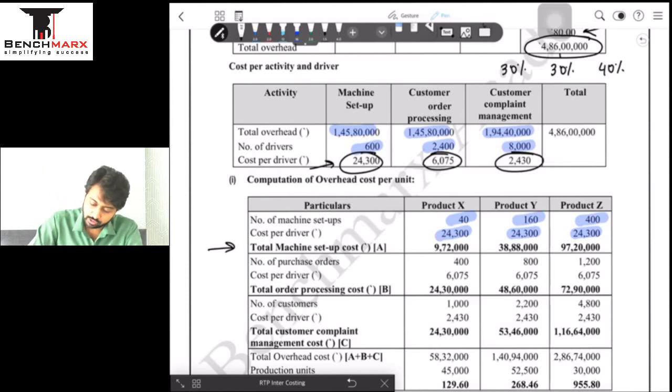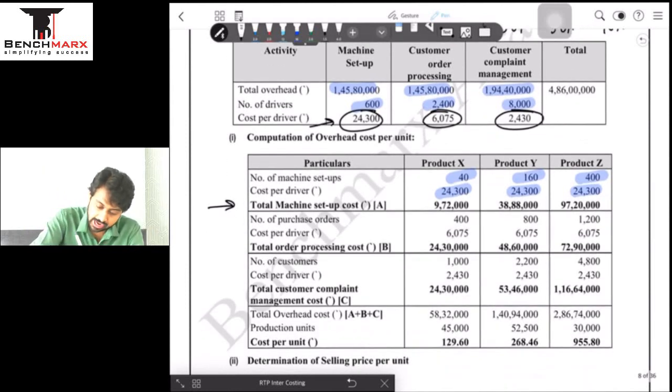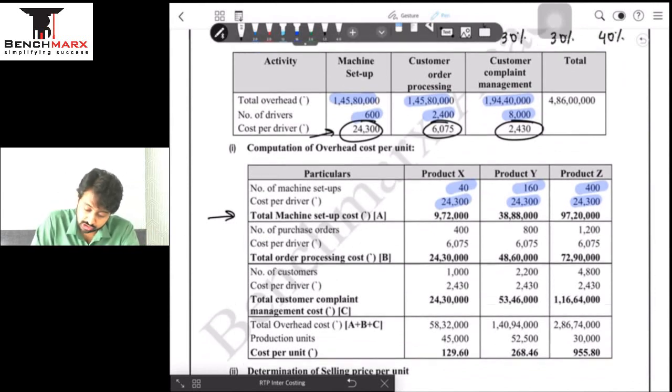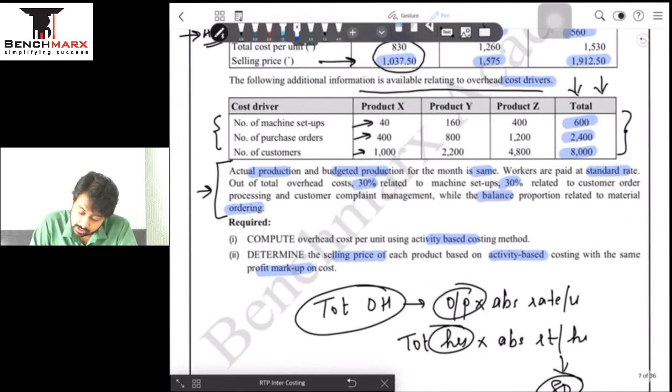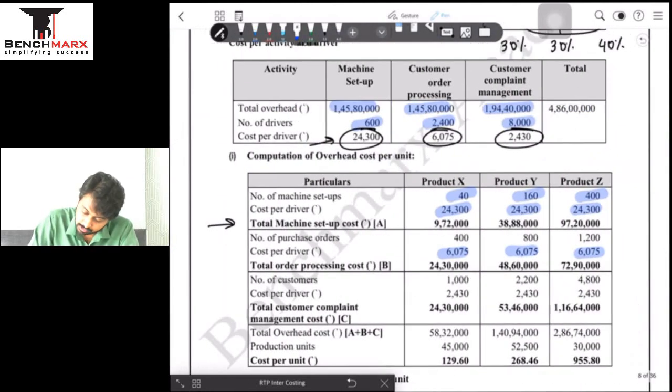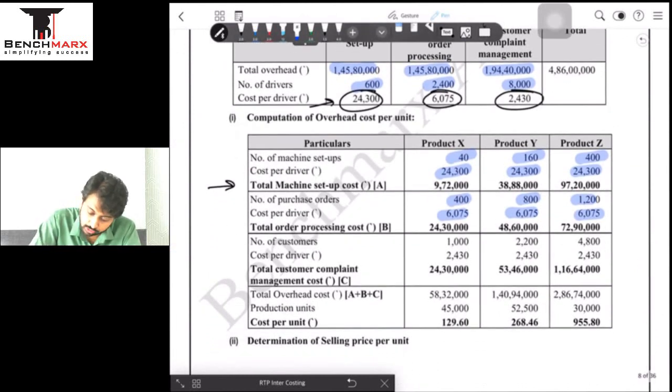And same thing I will do for X, Y, and Z, for orders and for customer complaints. Orders, tumhara kya cost tha order ka? 6075. To 6075, undo, okay. 6075 6075 6075, and number of apna ye was 400 800 1200. So I have 400 800 1200. Then we have the next rate, that is 2430.